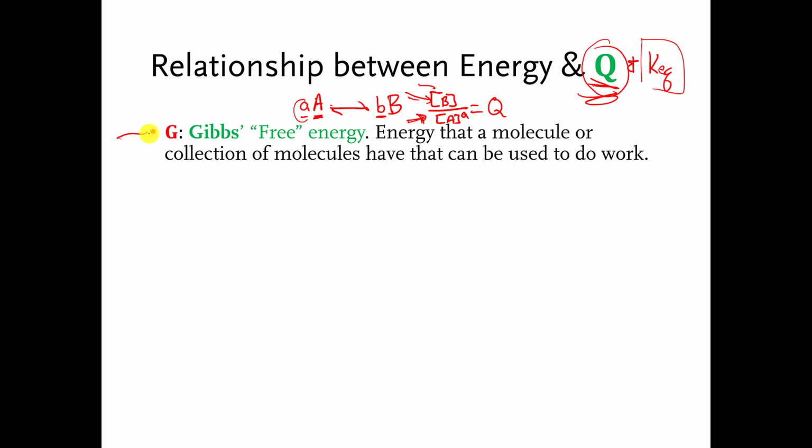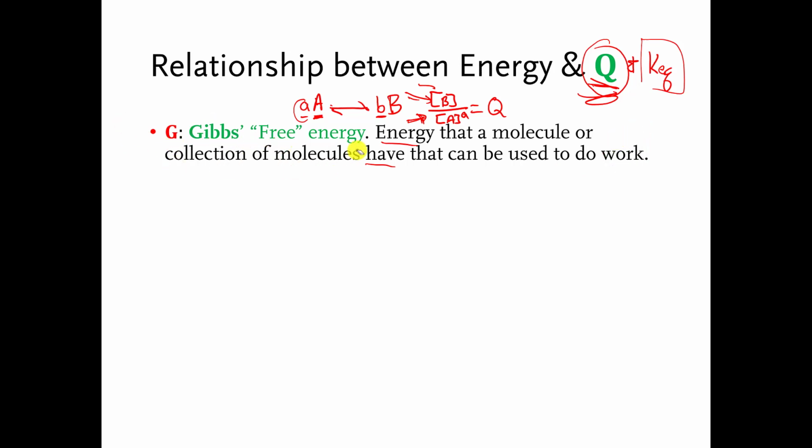We are going to talk about something called G, which stands for a person's name. Gibbs is the dead guy's name. He was a famous chemist who worked at Yale. And we are going to talk about something called Gibbs free energy. And Gibbs free energy, or just free energy, is the energy that a molecule or a bunch of molecules have that can be used to do work. And what I mean by work is the ability to push or pull or move other things around.